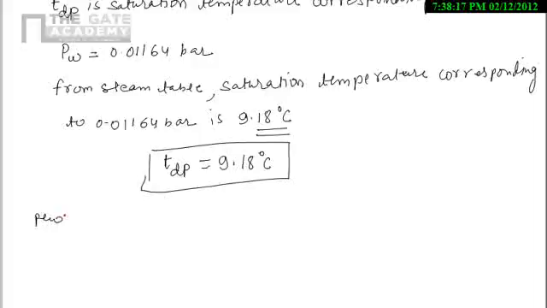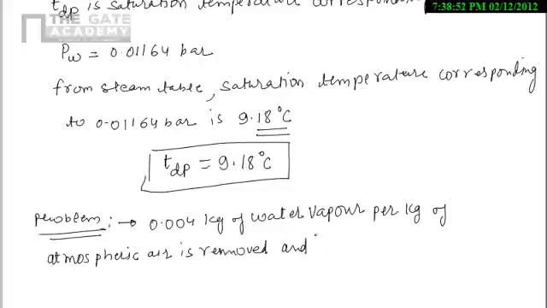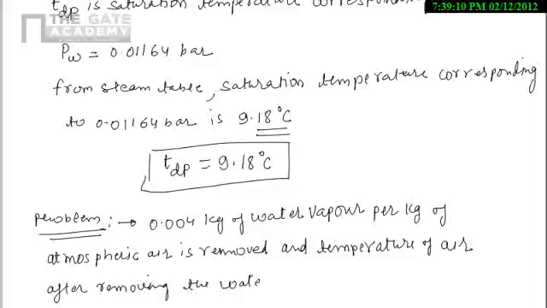Another problem. First of all I am writing the problem here. 0.004 kg of water vapor per kg of atmospheric air is removed, and the temperature of air after removing the water vapor becomes 20 degrees centigrade.